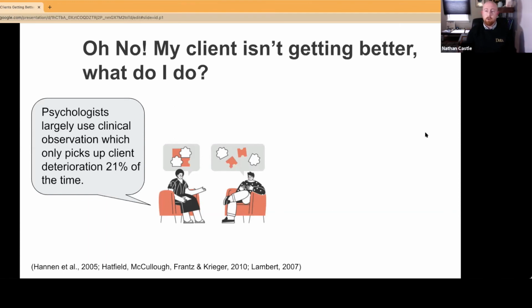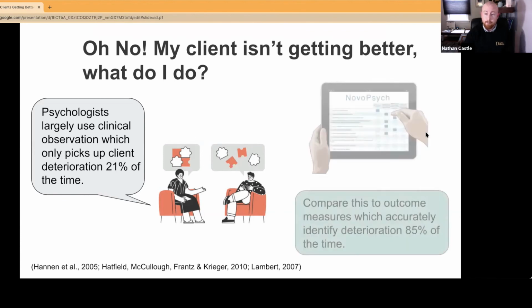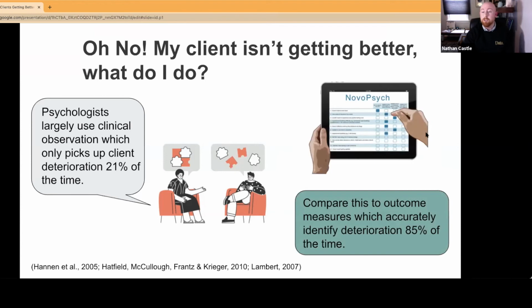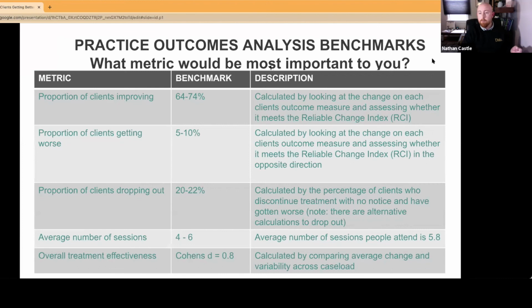When it's just clinical observation, we only recognize it 21% of the time. When we use outcome measures, we're going to identify that 85% of the time. Importantly, that doesn't mean it's happening in 85% of your caseload, but most of the time that it occurs, we will pick it up. So let's talk about what the benchmarks are for therapy.